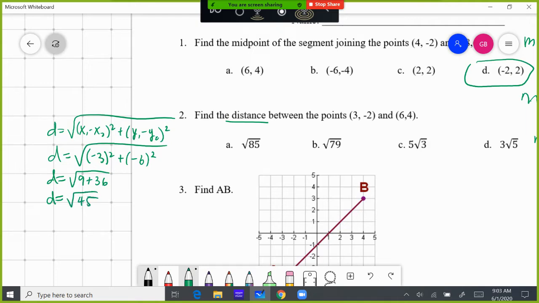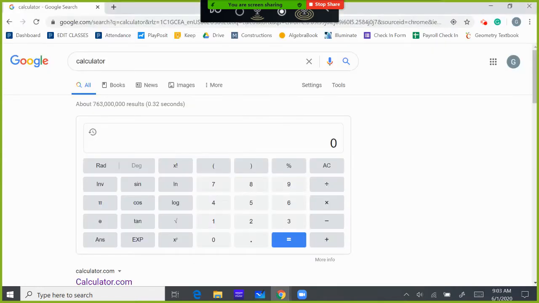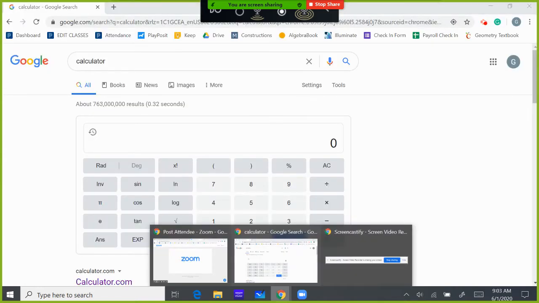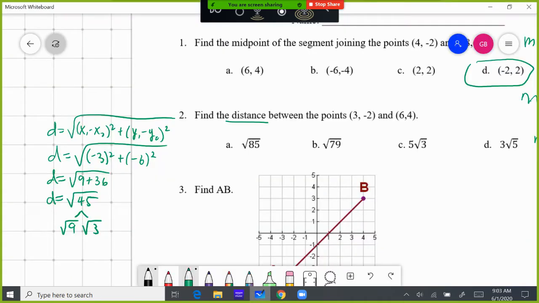And you still need to simplify. So 9 is a perfect square that divides 45. Sorry. Nine times 5. So 3 root 5 is your answer.